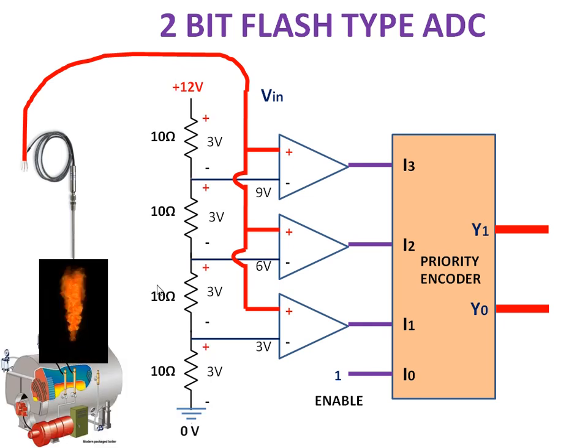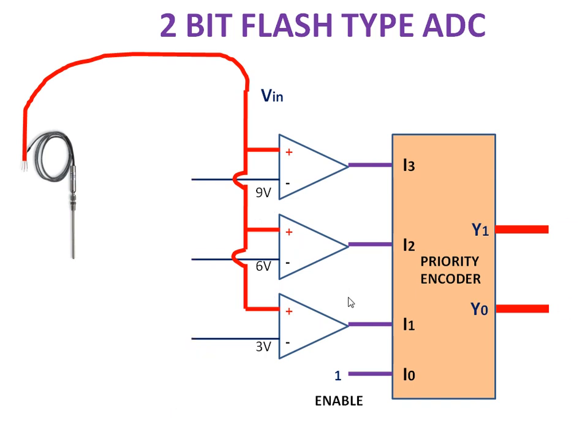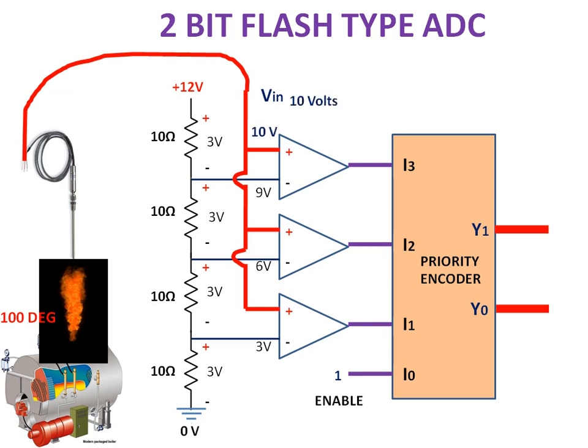Similarly, if it is 70 degrees Celsius, the RTD will produce 7 volt. Now compare the voltage 7 and 9. 7 less than 9, so 0. 7 greater than 6, so 1. 7 greater than 3, it will produce 1. So the output is 1 0. If it is 100 degrees Celsius, it will produce 10 volt. So 10 greater than 9, so it is 1. 10 greater than 6, so 1. 10 greater than 3, 1. So for the 1 1 1 combination, the output will be 1 1. Thank you.